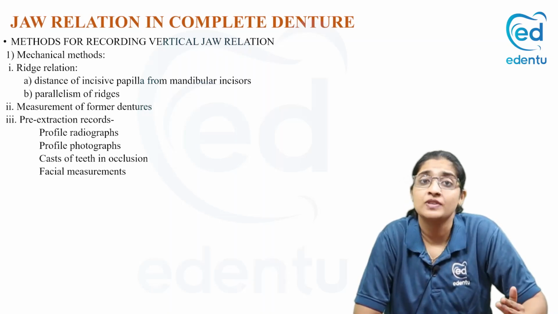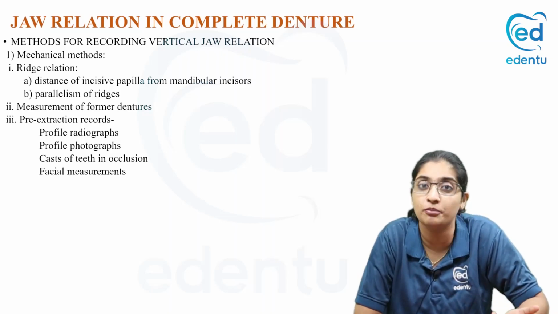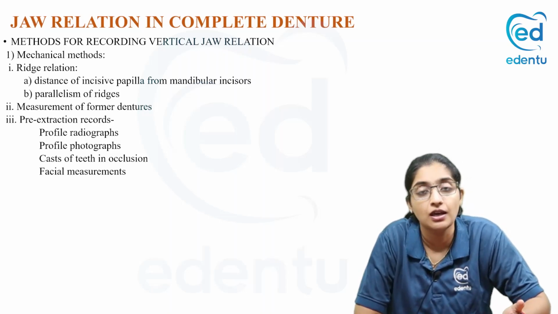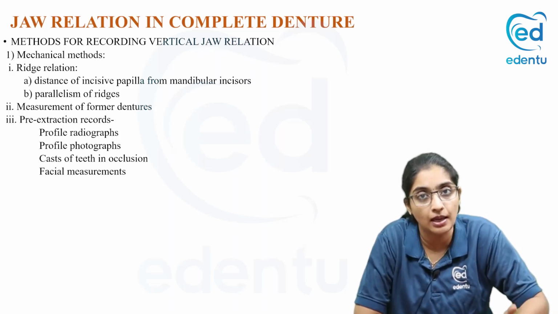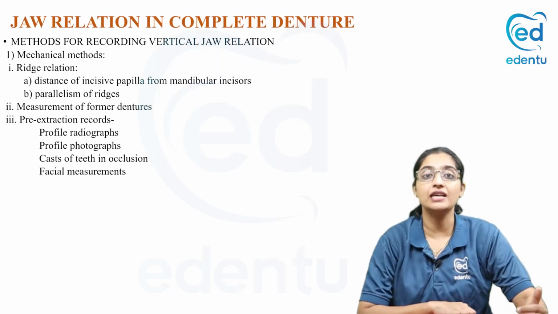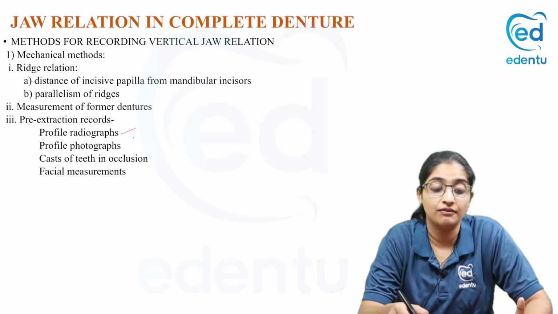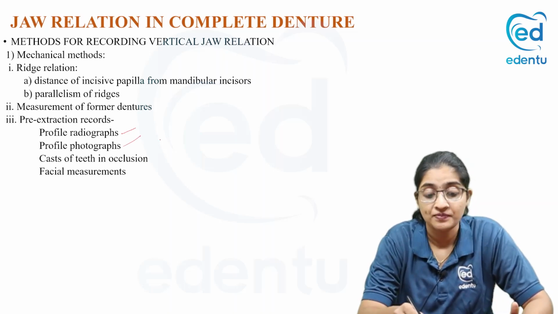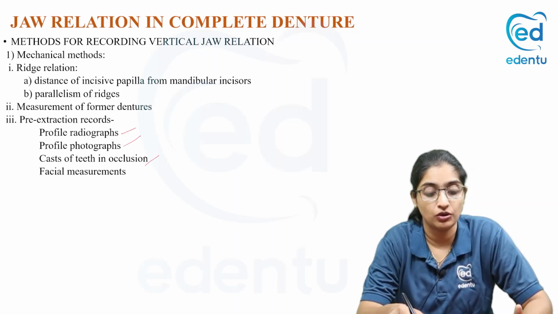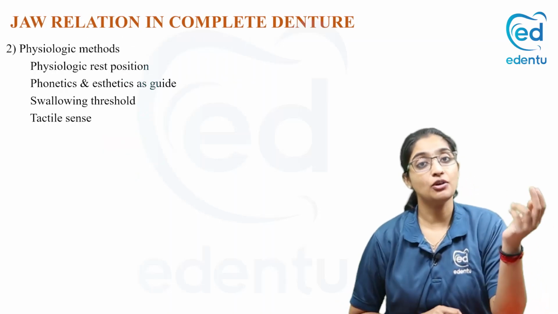Why? Because in case of a patient who has been using a denture for a very long period of time, let's say for 10 to 12 years, there is definitely going to be a lot of attrition. So definitely the vertical dimension would have reduced. Okay. Now, then you have pre-extraction records like profile photographs, profile radiographs, casts of the teeth with occlusion, and facial measurements.